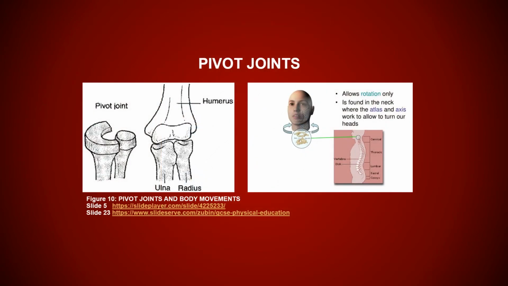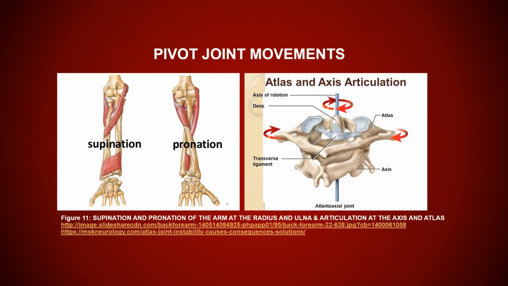Pivot joints are the first type of synovial joint and are found in the elbow between the humerus and the ulna and radius, and also in the neck where the atlas and axis meet. A pivot joint allows a supination and pronation movement of the forearm and an atlas and axis articulation movement. The head can rotate from side to side.